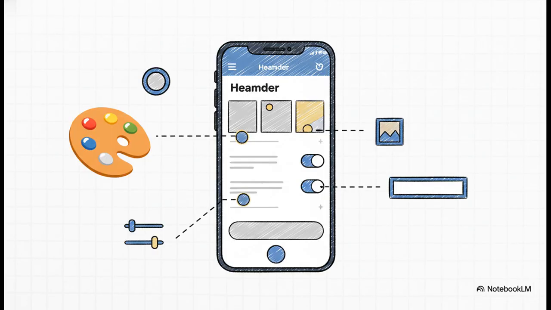Flutter is also famous for making it easy to create gorgeous user interfaces. It comes packed with these huge libraries of pre-built design elements. You've got the standard Android look, which is called Material Design, and you've got Apple's iOS style, which is known as Cupertino. What this means for you is even if you're not a professional designer, you can build an app that looks polished and feels completely at home on any device.